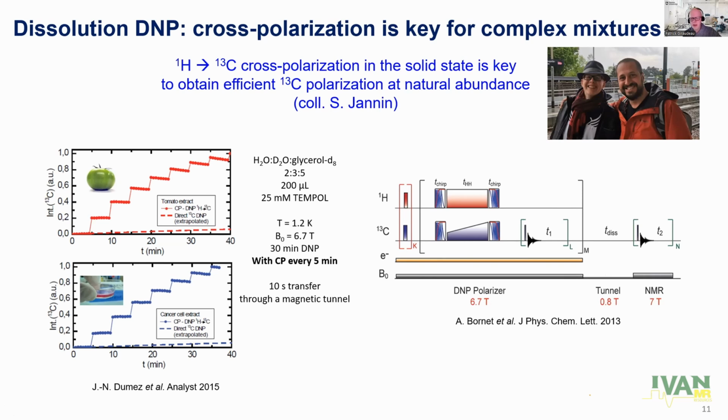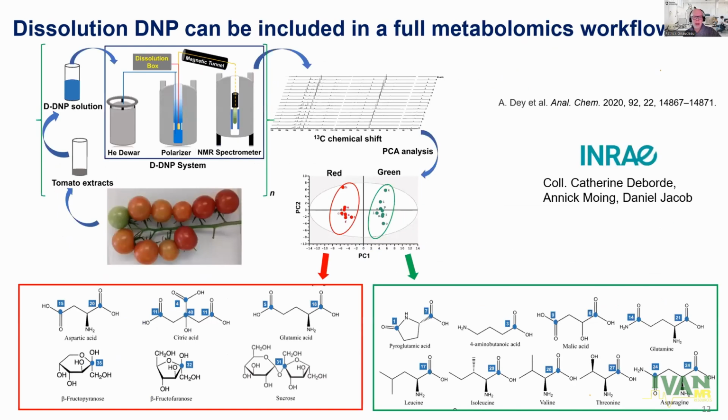So with this fantastic tool, when we received our prototype instrument in Nantes, we first tried to demonstrate that the analytical performance of this apparatus was good enough to be incorporated into a metabolomics workflow. Through a collaboration with Catherine Debord and Annick Moin in Bordeaux, we showed that we could use dissolution DNP for a very simple metabolomics-like study based on C13 NMR at natural abundance.